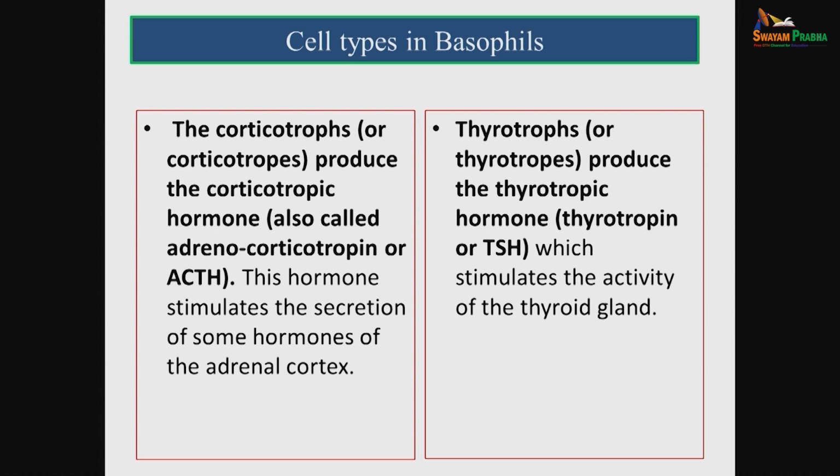The corticotropes produce the corticotropic hormone, also called adrenocorticotropin or ACTH. This hormone stimulates the secretion of some hormones of the adrenal cortex. The next is thyrotropes, which produce the thyrotropic hormone, thyrotropin or TSH, which stimulates the activity of the thyroid gland.